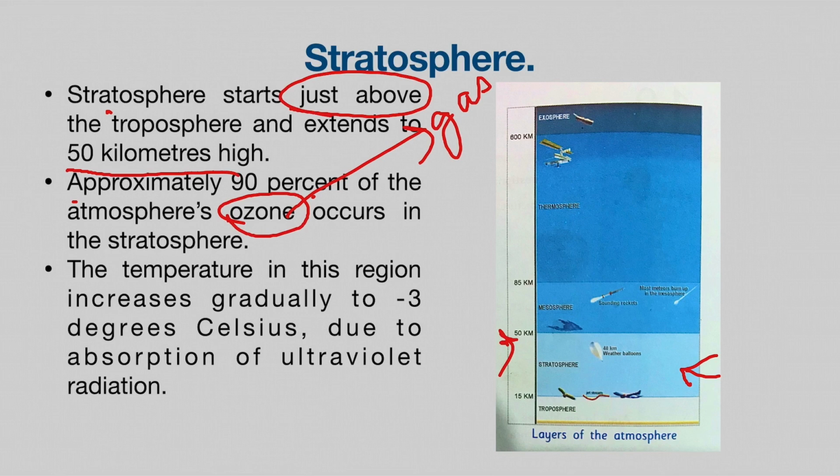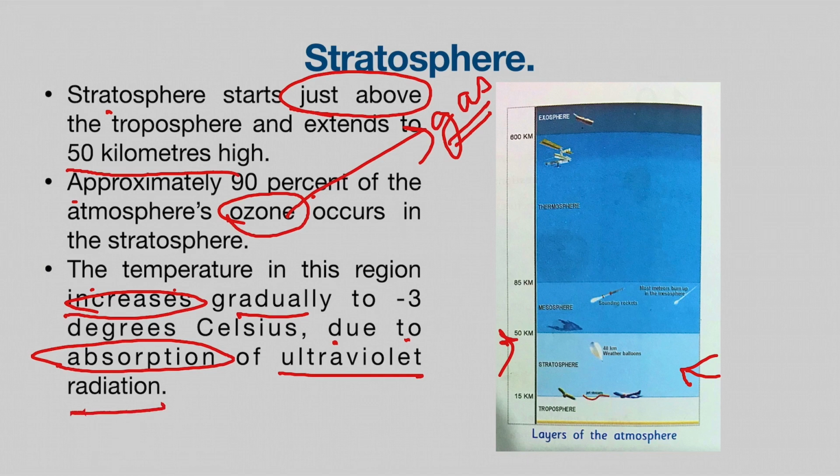It is a gas that is present in the stratosphere. This gas traps the heat that the earth receives from the sun. For now, you just remember that ozone is a gas that occurs in the stratosphere. That means this ozone gas is present in the stratosphere. The temperature in this region increases gradually to minus degrees Celsius due to absorption of ultraviolet radiation.